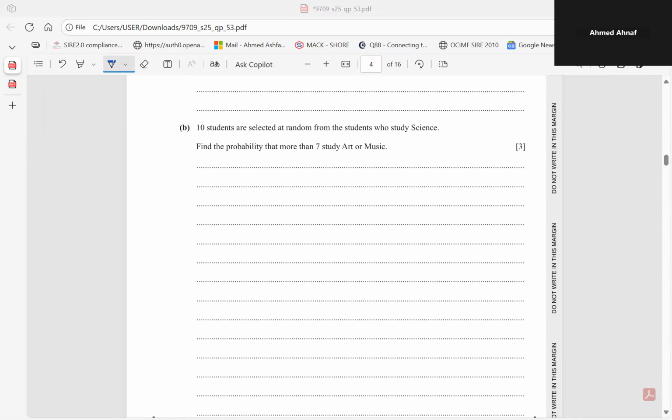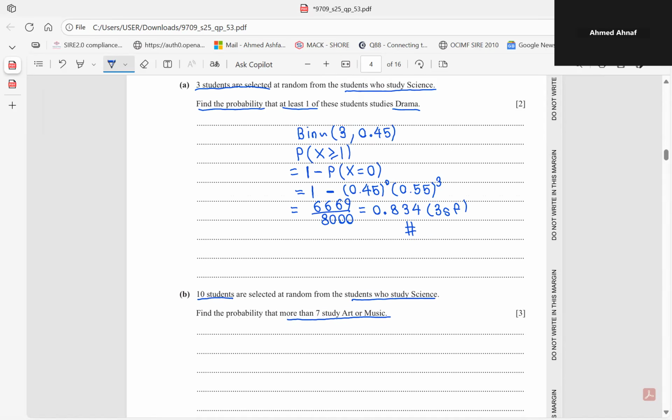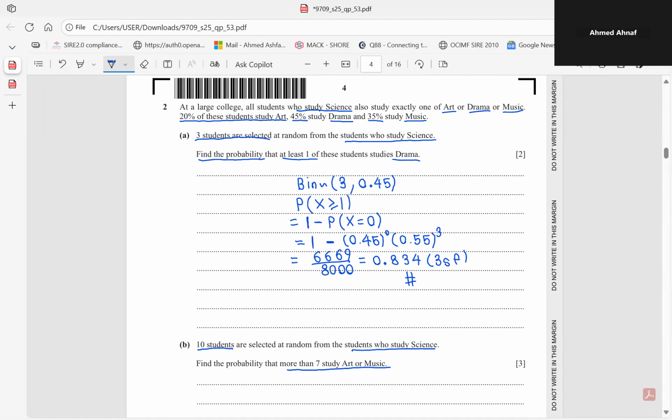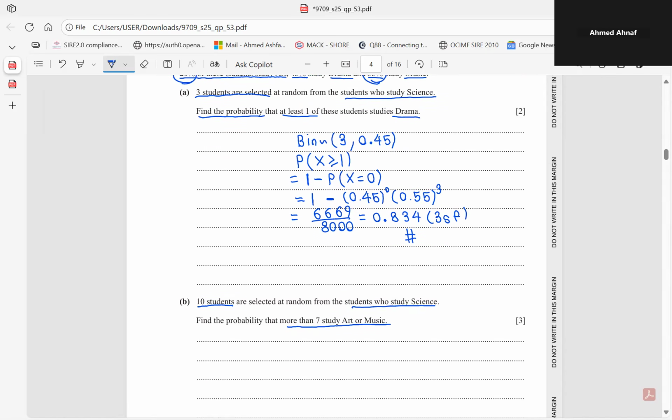Okay, so for this second part, we're told that 10 students are selected at random from the students who study science. And we have to find the probability that more than 7 study art or music. First of all, let's see what's the probability of studying art or music. So first we have to know the percentage of students that study art or music. It's just these two percentages combined. So altogether they give you 55%.